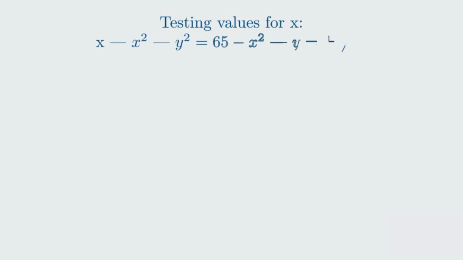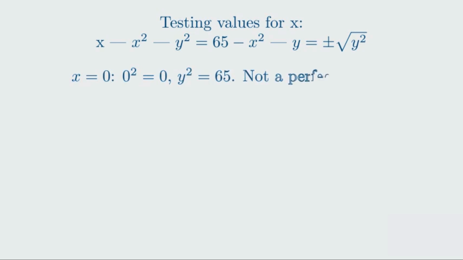Now, let's test these possible values for x. This is a crucial step in finding our solutions. We'll go through each value for x from 0 to 8, calculate x squared, and then see if 65 minus x squared is a perfect square. This will give us our y value. First, if x is 0, x squared is 0, so y squared is 65 minus 0, which is 65. The square root of 65 is not an integer, so x equals 0 is not a solution.